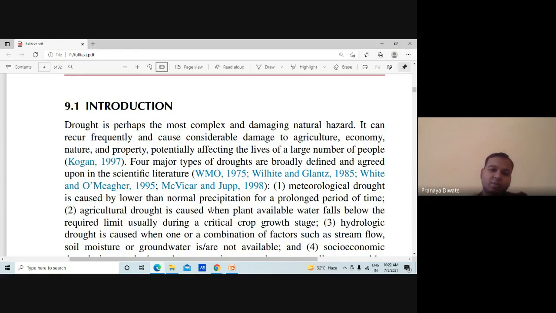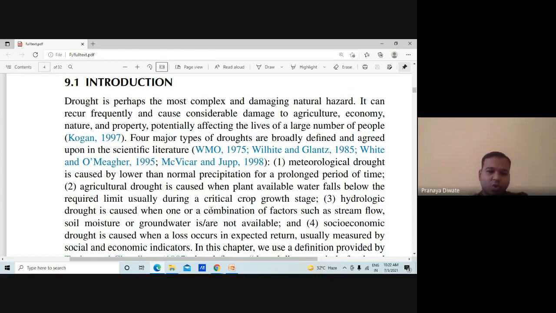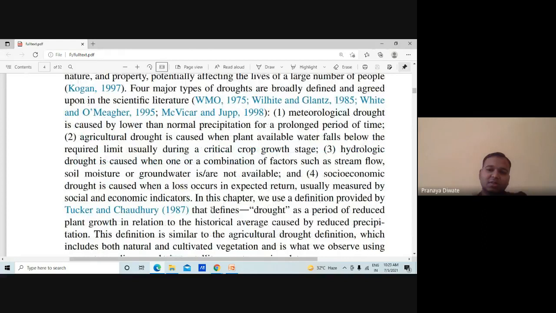There are four major types of drought, which are broadly defined and agreed upon in the scientific literature. Meteorological drought is caused by lower than normal precipitation for a prolonged period of time. Agricultural drought is caused when plant available water falls below the required limit, usually during the critical crop growth condition. So you have different kinds of drought: meteorological, agricultural, hydrological, and socio-economic, each having different causes behind it.